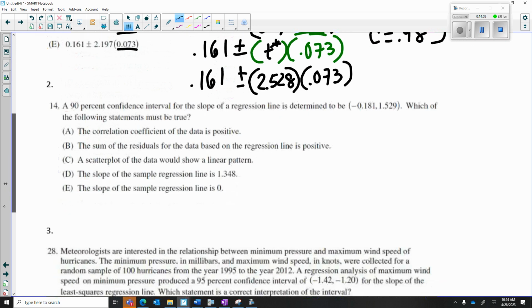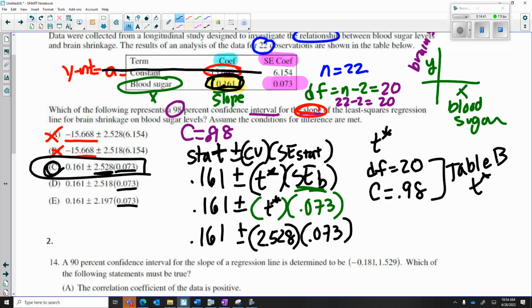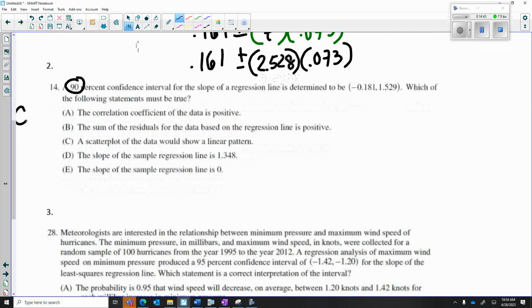The next one says there's a 90% confidence interval for the slope. So again, it's the slope. Write down 0.90 here.